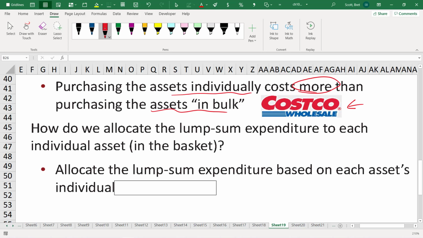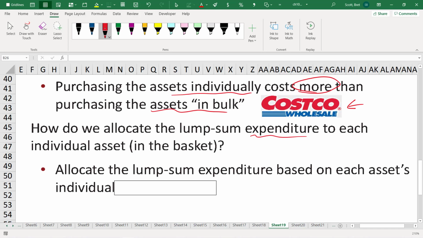The question comes down to this: how do we allocate a lump sum expenditure to each individual asset in the basket? Well, we could just simply take the overall purchase price, the lump sum expenditure, and divide it by the number of units. Well, that doesn't really work if the units, the things we buy, are heterogeneous, if they're different in nature. If we're talking about Costco, we buy a bunch of toilet paper. If we buy a bunch of toilet paper in bulk, yes, we can take the price we paid for a bundle of toilet paper and divide it by each individual roll of toilet paper inside. Those toilet paper rolls are all homogeneous, they're all the same. But we're not talking about those situations here.